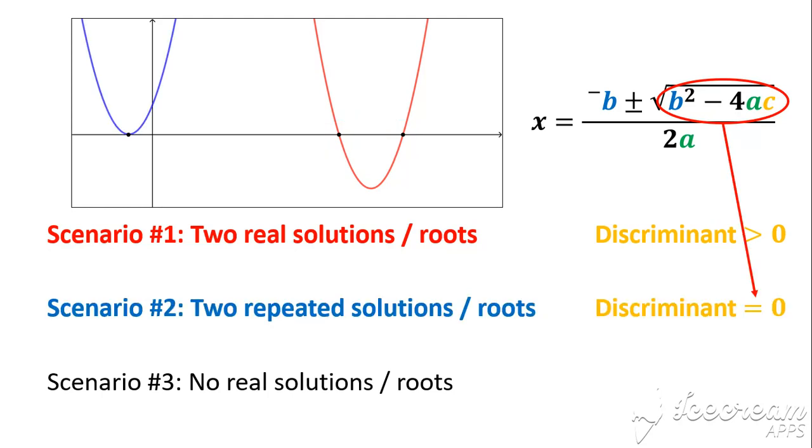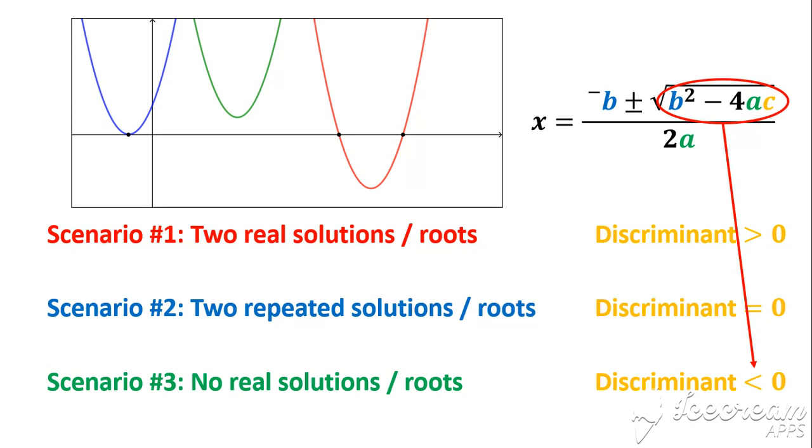When we have scenario 2, the discriminant is 0. We have two repeated solutions or two repeated roots. We have the parabola touching the x-axis at one point, and that's what we mean by two repeated. And finally, when we have scenario 3, we have no real solutions or no real roots. The discriminant is less than 0. We have the parabola that does not touch the x-axis. So our three scenarios are based on what's going on with the parabola, whether it touches twice, once (repeated), or doesn't touch it at all.